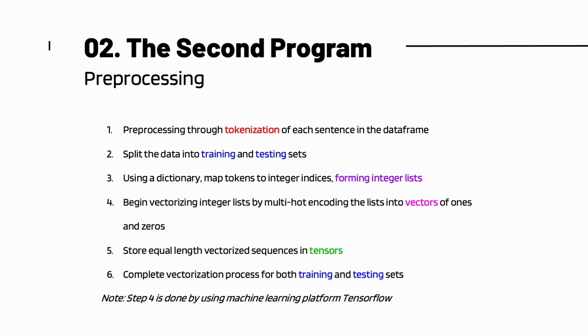This causes an issue with input in a neural network, but a process called vectorization allows for a solution. Thus, we had to vectorize each integer list through a process called multi-hot encoding. This process converts the integer lists into vector sequences of ones and zeros, but of equal length. Following step 4, we then store these equal-length vector sequences into tensors, which are objects found in the machine learning platform TensorFlow. Lastly, the vectorization process had to be completed for both the training and testing sets that were established earlier in step 2.